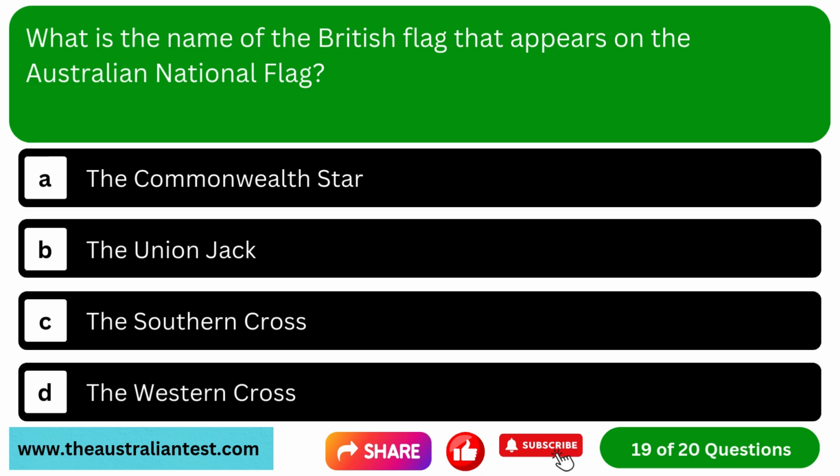Question 19. What is the name of the British flag that appears on the Australian national flag? Option A, the Commonwealth Star. Option B, the Union Jack. Option C, the Southern Cross. Option D, the Western Cross.